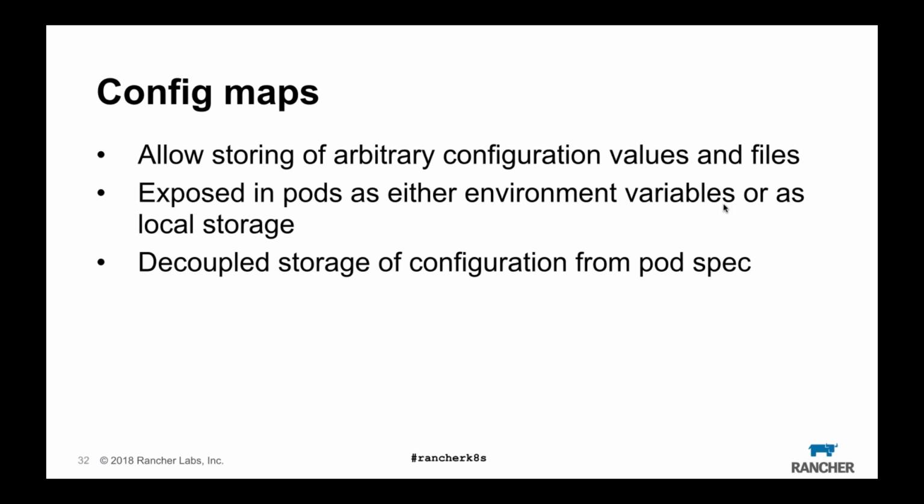Kubernetes gives you a great way of avoiding that by using a ConfigMap. In a ConfigMap, you can store all of your arbitrary configuration values and files. This data in a ConfigMap can be exposed to pods by two methods. First is via environment variables, and second is via volume mounts.